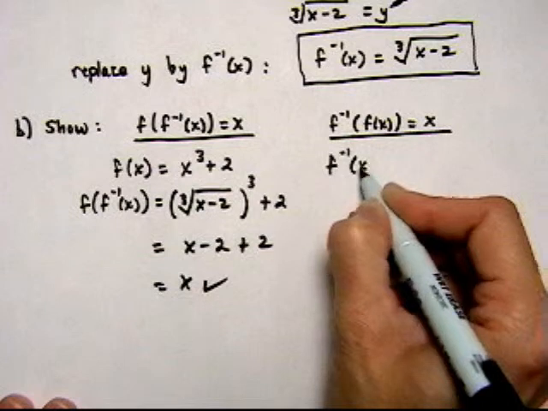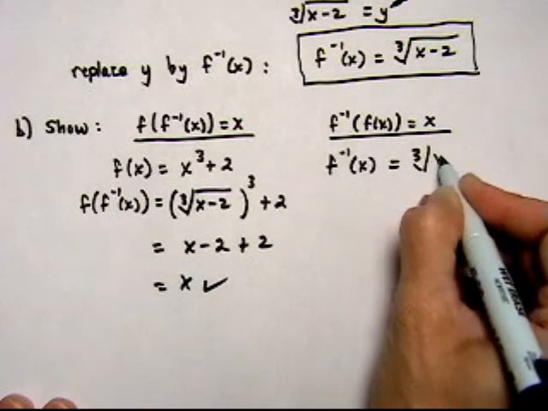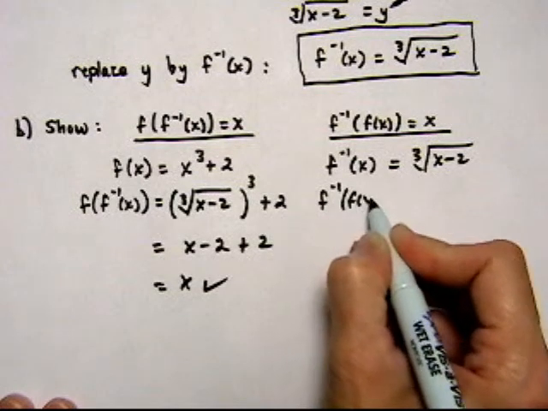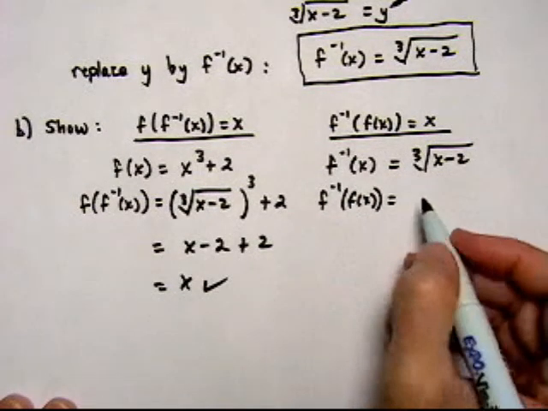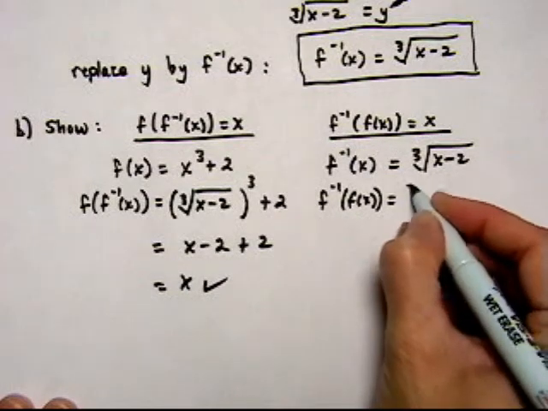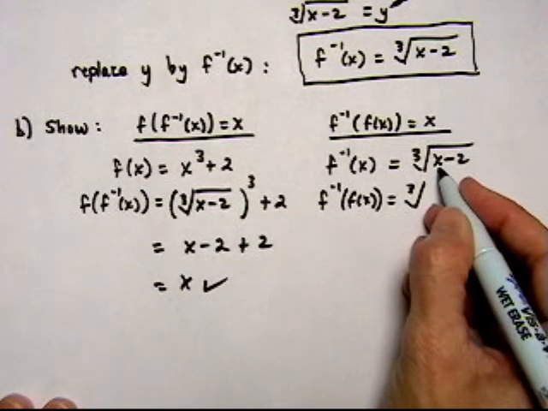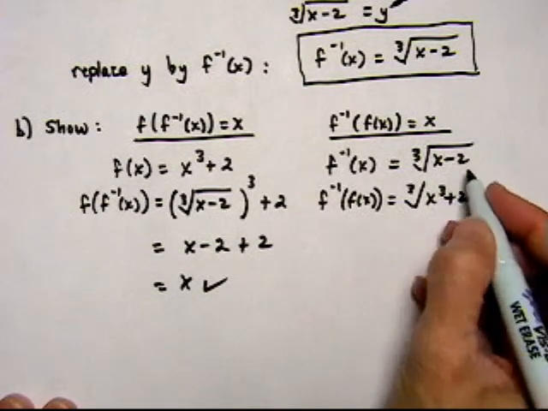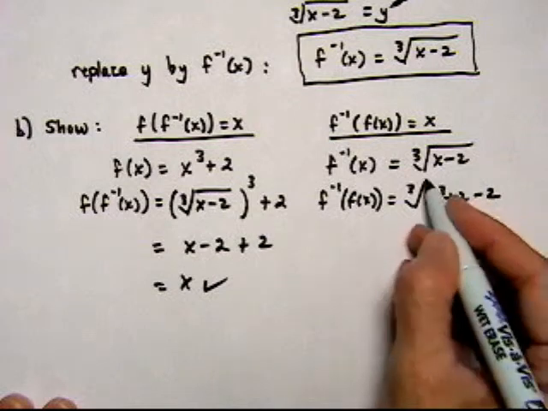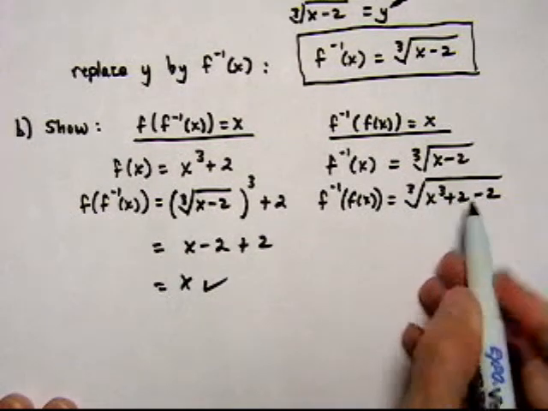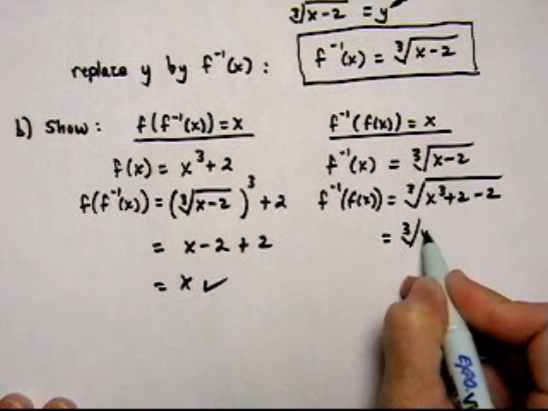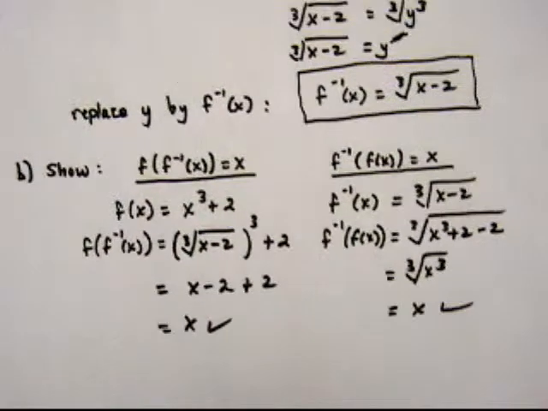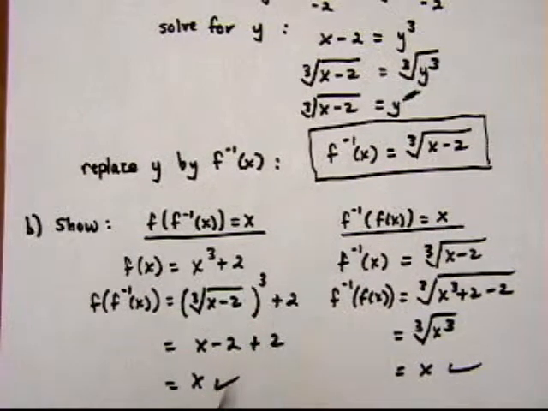And now we'll check out the other one. If we start with f inverse, which is cube root of x minus 2, when we do f inverse of f of x, we should get x back out. So we have cube root of, replace the x by f of x, which is x cubed plus 2, and then bring this minus 2 down. The 2's cancel out, and we're left with cube root of x cubed, and that gives us x. And that checked out, so we did correctly find the inverse function of f of x.